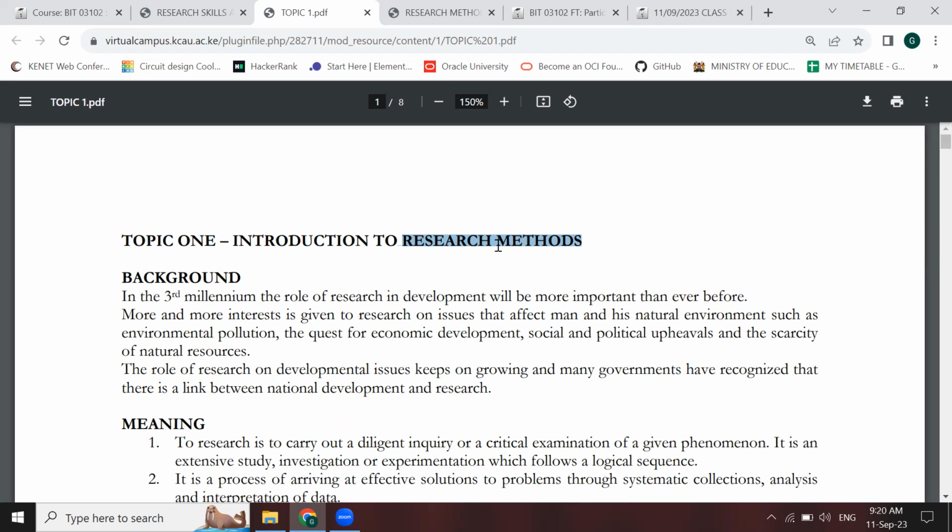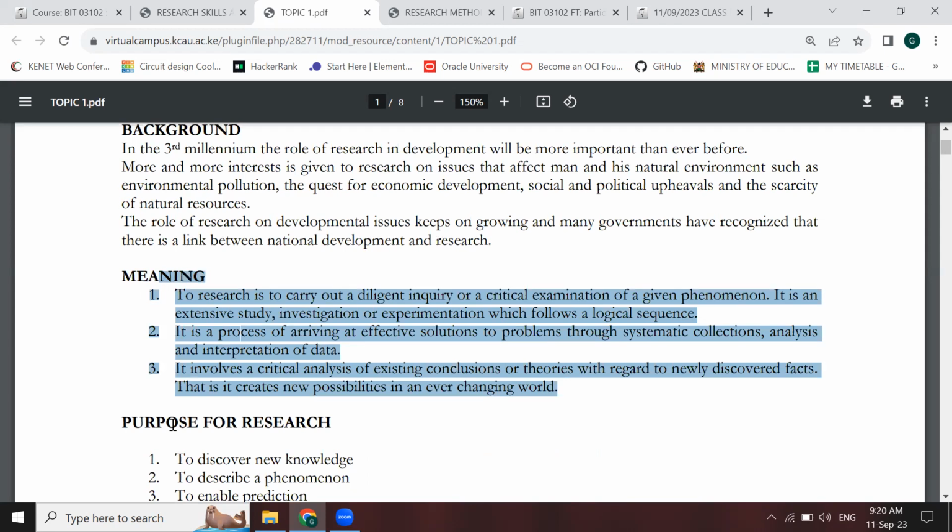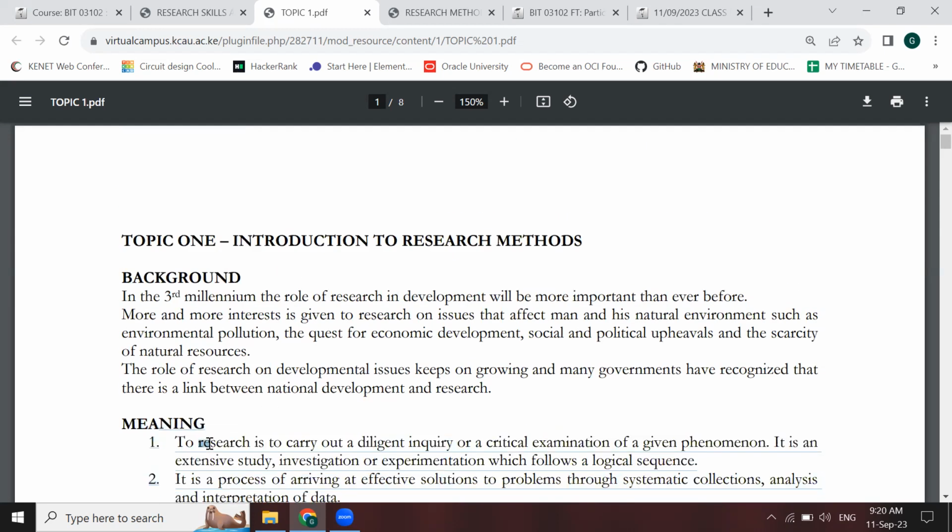So that's okay. Now, let me focus on these definitions. We have to understand what is research from the beginning before I even proceed. When it comes to research, I want you to think about research. We have RE and then we have SEARCH. RE and also SEARCH.